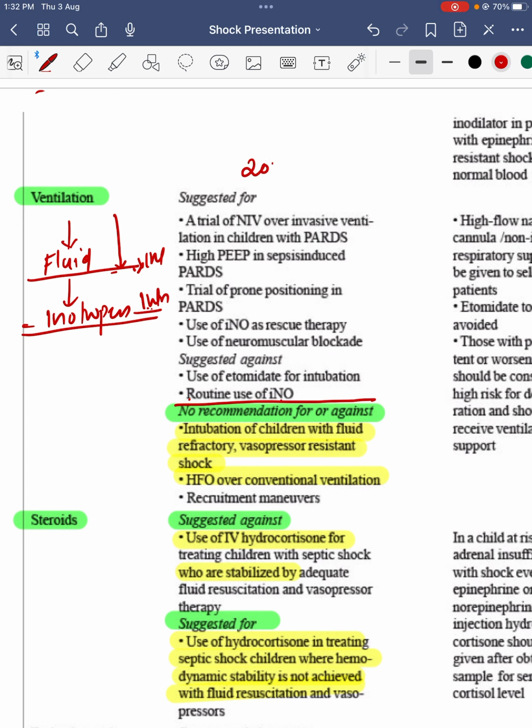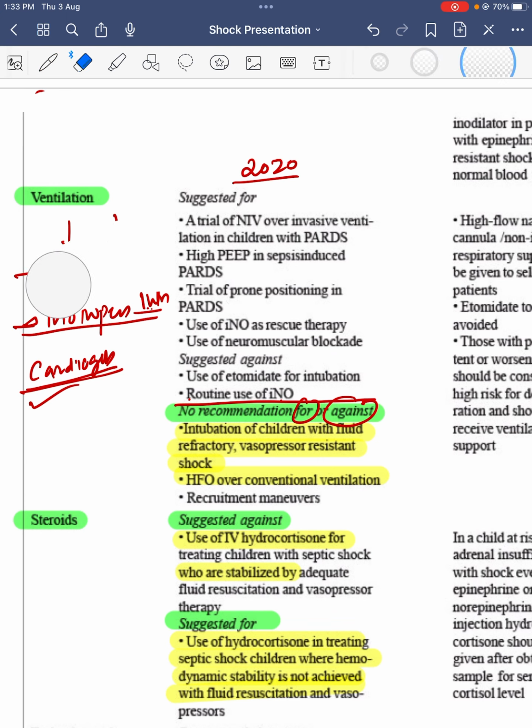But in the 2020 guideline, they made clear that they are not recommending for or against, which means according to the clinical scenario you can decide. They are not recommending that at this point you should intubate. They are not giving such a recommendation, but according to the clinical status, you see whether the child has severe distress or severe failure. Especially in cardiogenic shock, you should be intubating the child early.